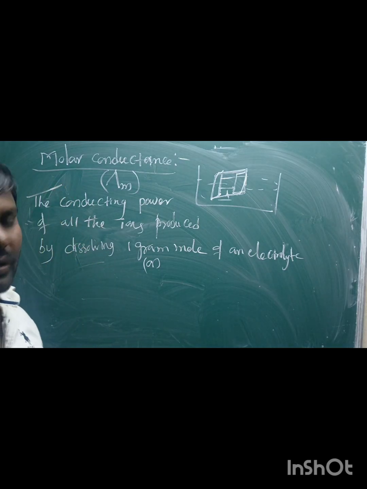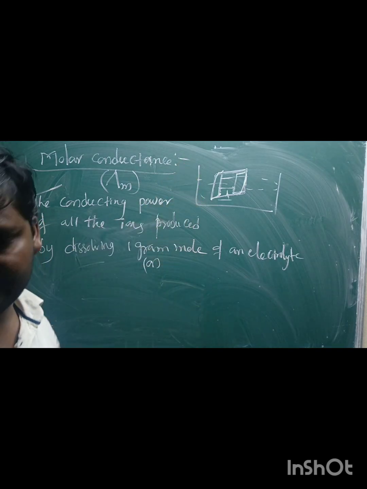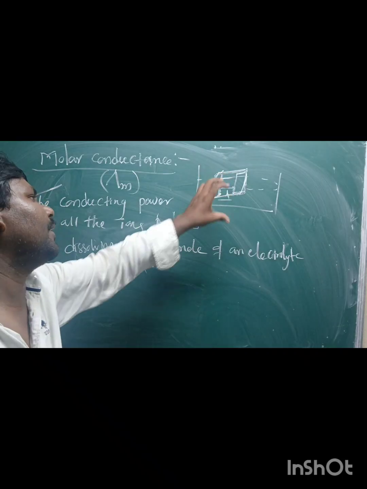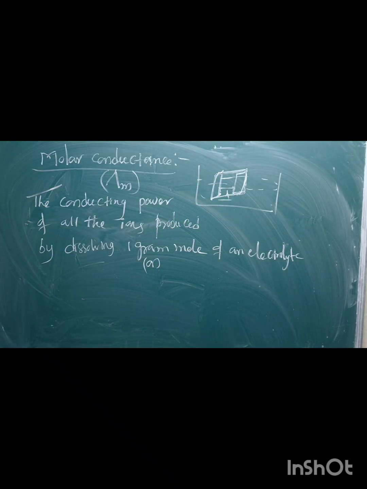conductance. Or one more definition: the conductance of all the ions in that volume of solution in which 1 mole of electrolyte is present. So all the ions produced by dissolving 1 gram mole of electrolyte. It is also called molar conductance.